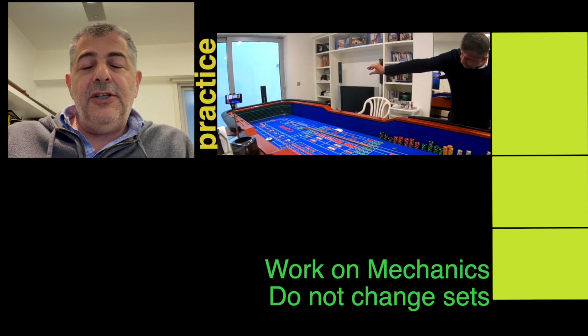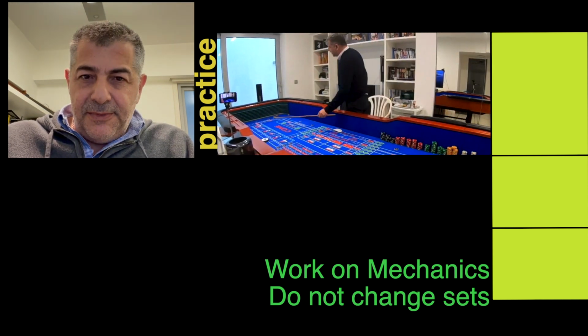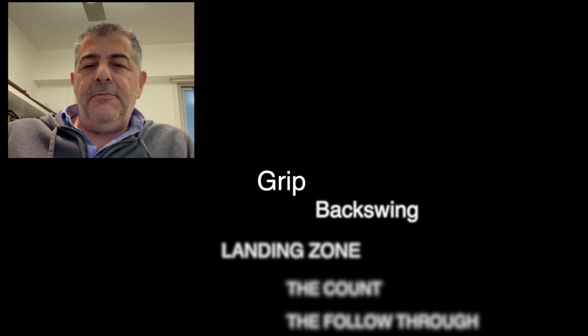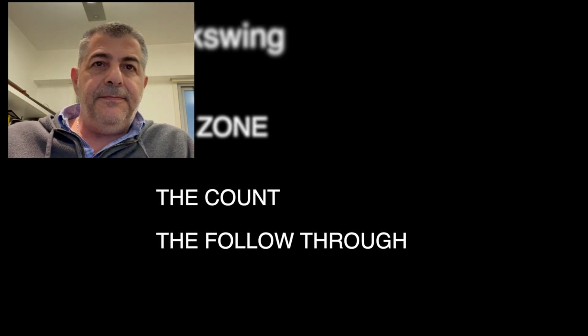Let's go to when you practice. During practice, do not change sets. Make the mechanical adjustments. Make the adjustments to the grip, adjustments to the fingers, adjustments to your thumb, adjustments to the count, how far your backswing is going to be, if any backswing is involved, adjustments to your landing zone, adjustments to your follow through. These are the things that you need to be doing when you're practicing at home.